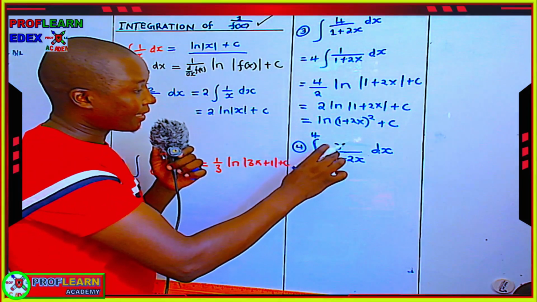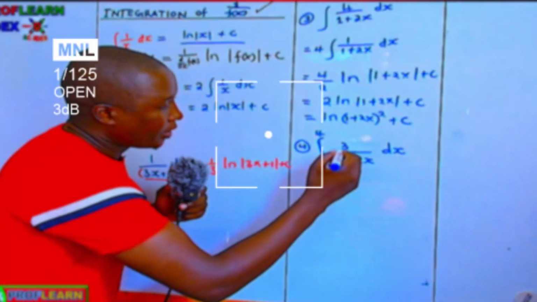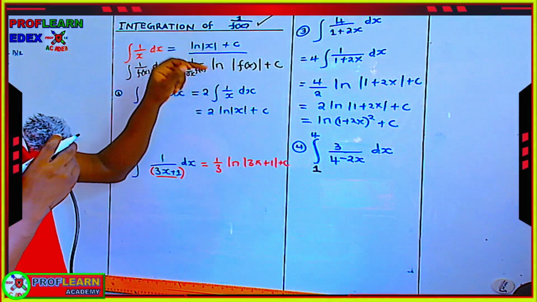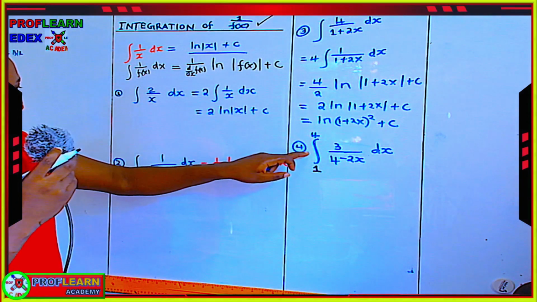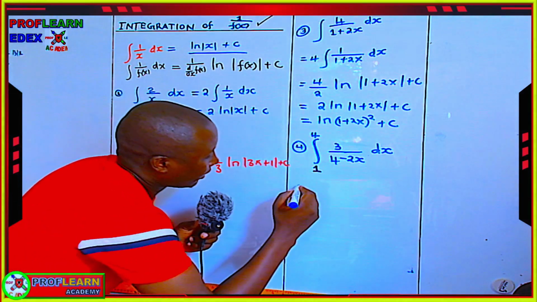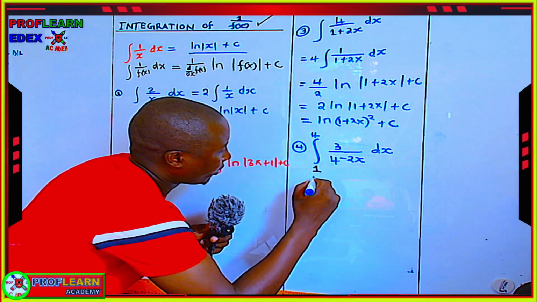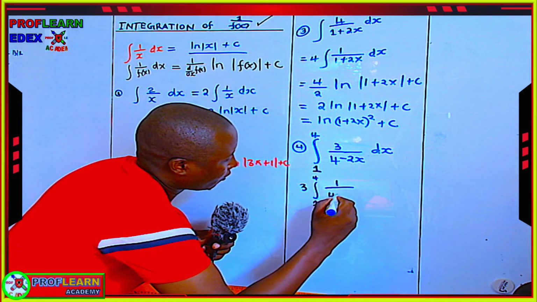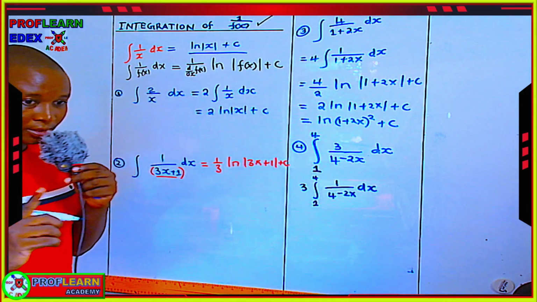Now, at this point, I want to show you how you can integrate this question step by step. Number one, we need to prepare this question so that we can integrate it using this relation we have here. First, we take 3 outside the integral, and then we shall have 3 integral from 1 all the way to 4 of 1 over 4 minus 2x with respect to x. That is the first step.